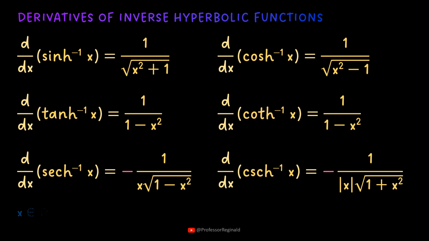Which are valid whenever x is in the domain of the inverse hyperbolic function. Even if the inverse hyperbolic tangent and inverse hyperbolic cotangent may have the same derivatives, each is valid for a specific interval, which is also the domain of the inverse hyperbolic function.